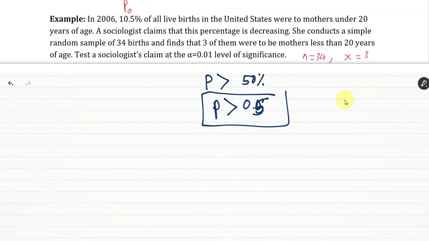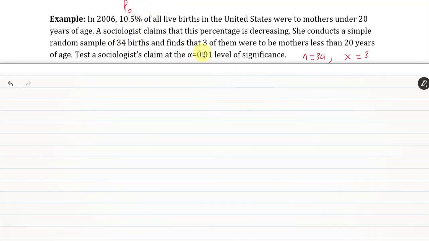Okay, so we are given the percentage, the proportion of all the live births in the United States that were to mothers under 20 years of age, and therefore this value is the assumed value, and that is the p0 value. And the sample size in this case, she conducts a simple random sample of 34. So n is 34. And then we only find out that 3 of them were mothers less than 20 years of age. So the number of subjects x is 3.